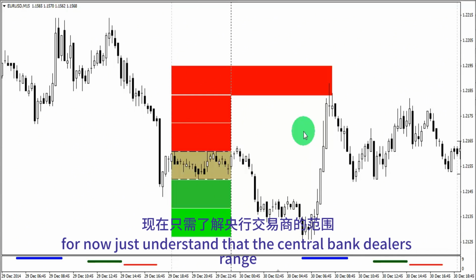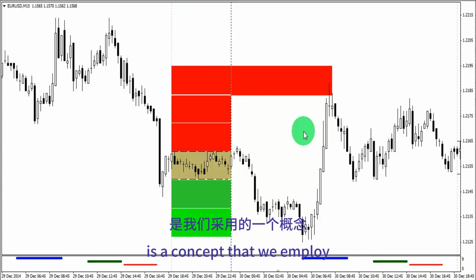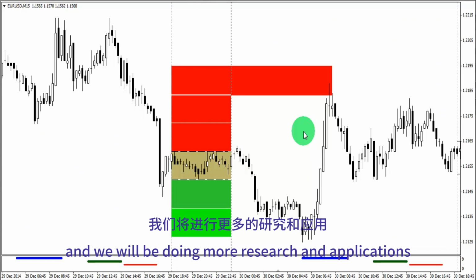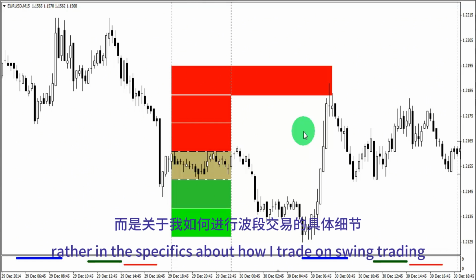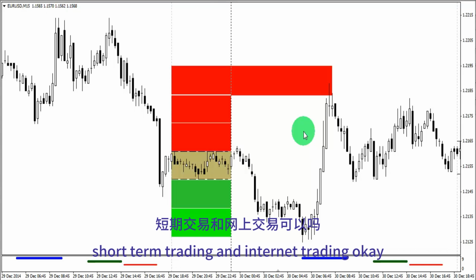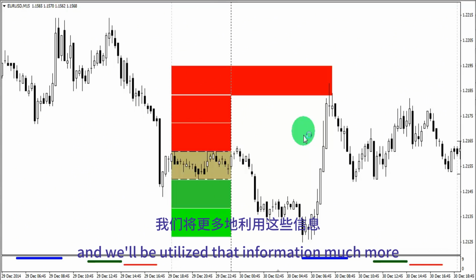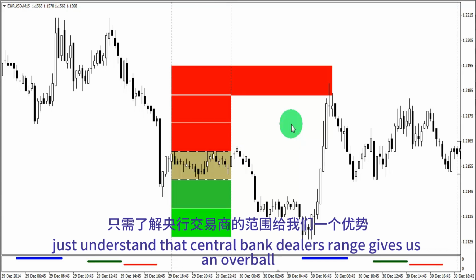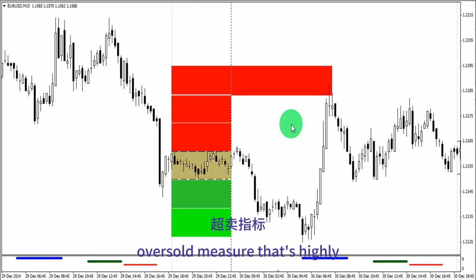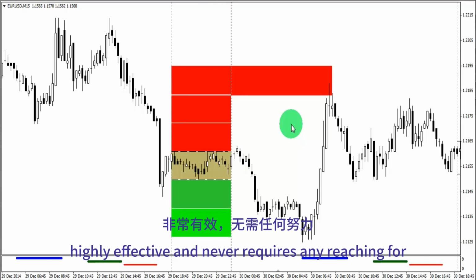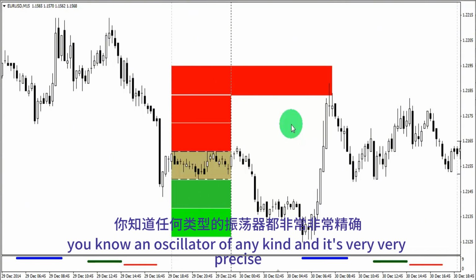For now, just understand that the central bank dealers range is a concept that we employ, and we will be doing more research and applications in the specifics about how I trade swing trading, short-term trading, and intraday trading, and we'll be able to utilize that information much more specifically. But for now, just understand that the central bank dealers range gives us an overbought, oversold measure that's highly effective and never requires any reaching for an oscillator of any kind, and it's very precise.